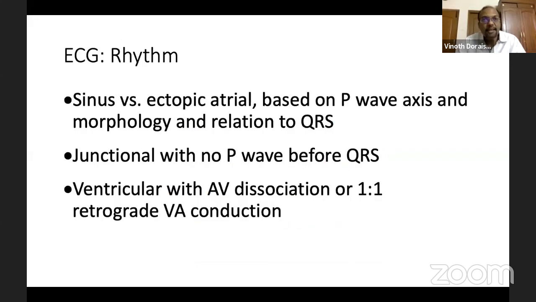Now I've seen the rate, so we have to calculate the rhythm. We want to know if it is a sinus rhythm. If it is not a sinus rhythm, is it an ectopic atrial rhythm, which means the rhythm is coming from the atria but not from the sinus node, that is some other point of the atria? Or is it a junctional rhythm, coming from the AV node, or is it coming from the ventricle, which is an idioventricular rhythm? So we'll go through each one by one.